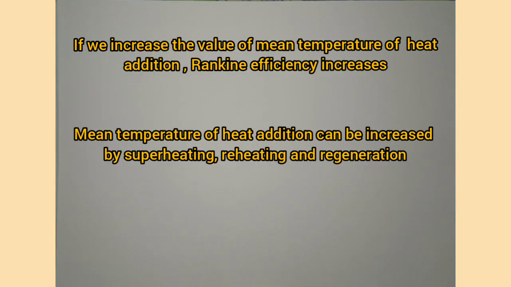If we increase the value of mean temperature Tm, we can increase the Rankine cycle efficiency. We can increase the mean temperature by superheating, reheating and regeneration. We already studied about reheat Rankine cycle. The link of that video is given in description. Now we can discuss about ideal regenerative Rankine cycle.